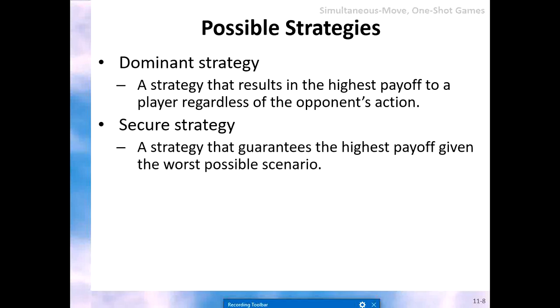In a case where one player does not have a dominant strategy, what should he do? He may think of the secure strategy, a strategy that guarantees the highest payoff given the worst possible scenario. Means: what is the worst scenario that I can face? This is the highest payoff that I can get, and this is why I secure my payoff.